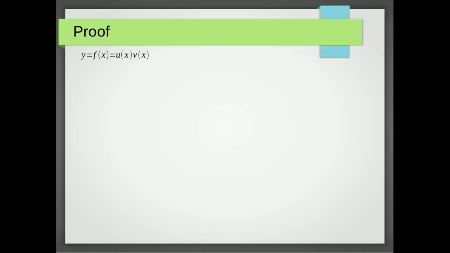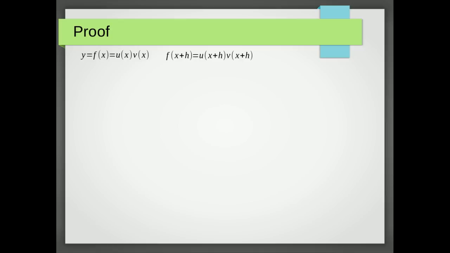Okay, so now for the proof that I promised you at the beginning of the video. So we've got y as a function of x, and that's made up of the product of two factors, u of x and v of x. So we've got f of x, now we want f of x plus h.